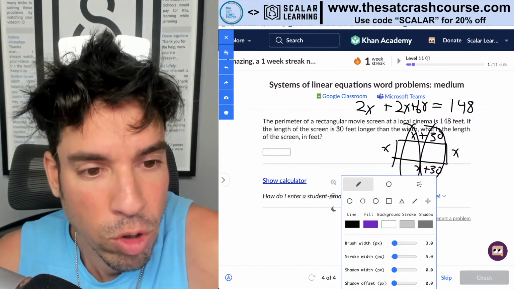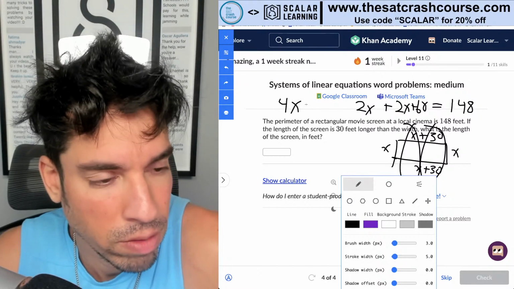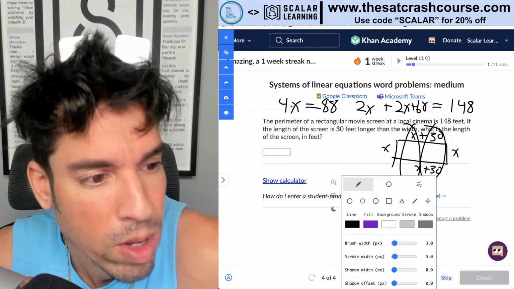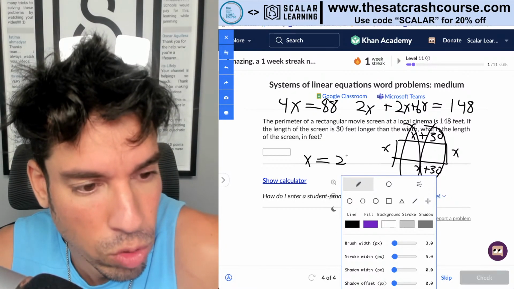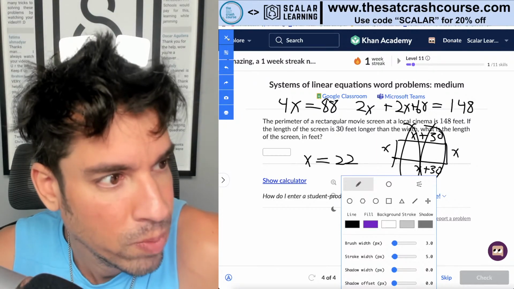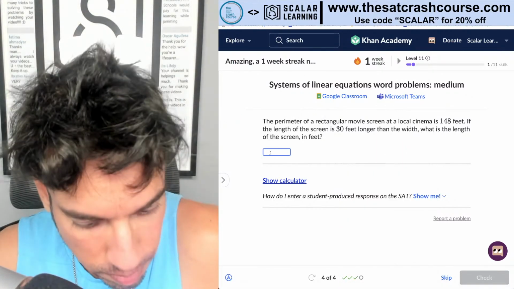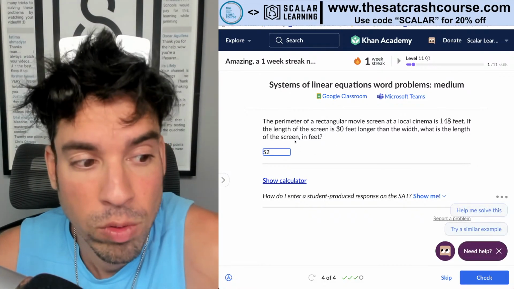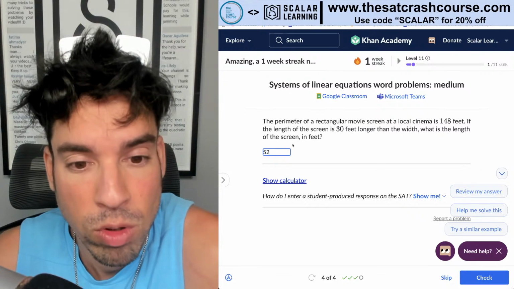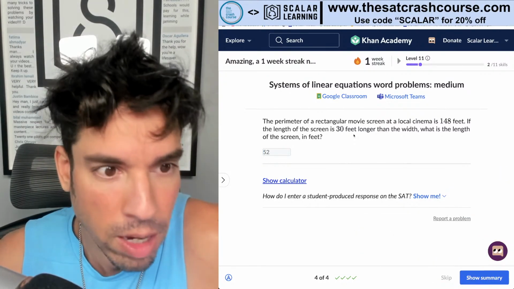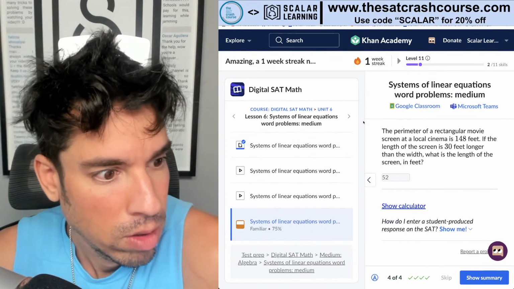Let's solve. 2x plus 2x is 4x. I'm going to minus 60 from both sides simultaneously. 148 minus 60 is 88, right? Divided by 4, x equals 22. But again, that's the width. We need the length, which is 22 plus 30, which is 52. Now let's just make sure that's right. 52 and 22. 52 plus 22 makes 74. 74 doubled is 148. It checks out. Boom, done. Okay. That's 6.